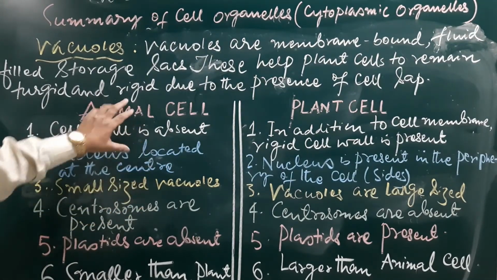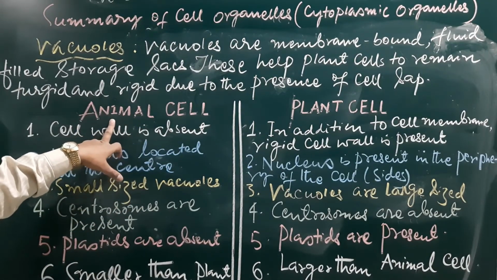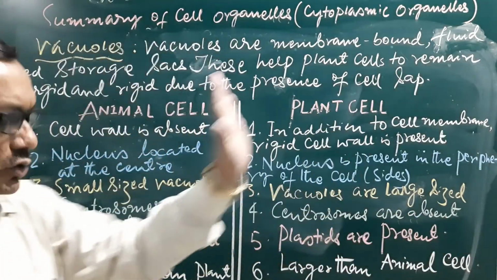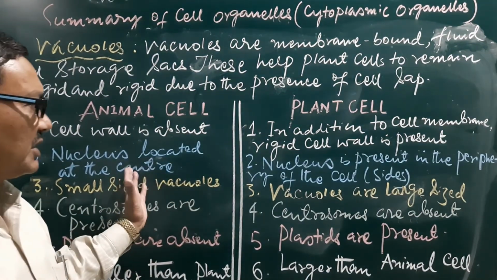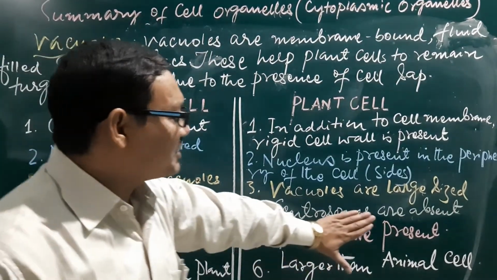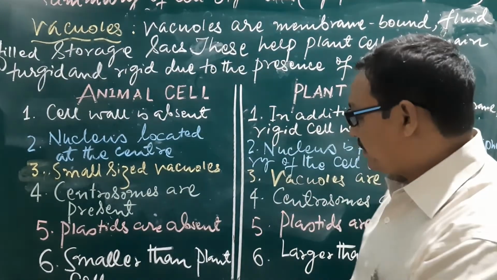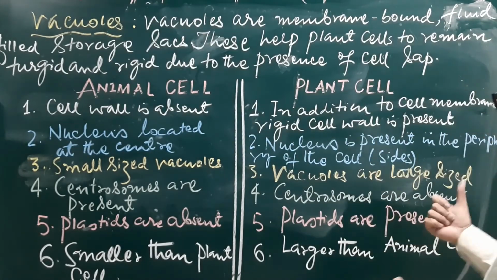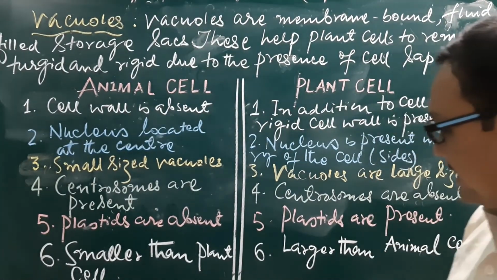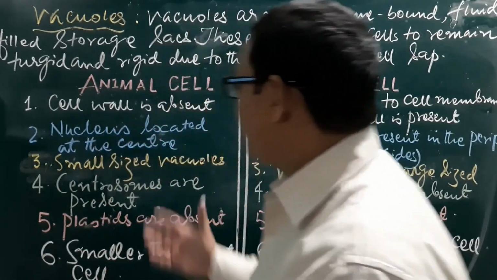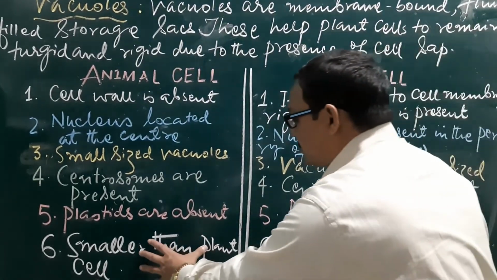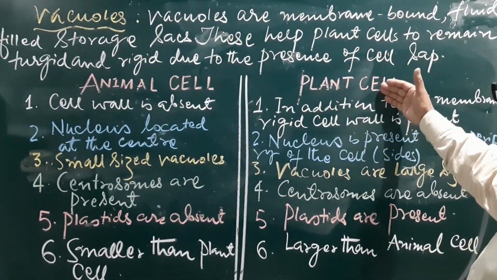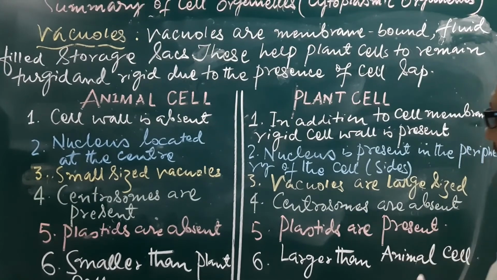Centrosomes are present in the animal cell, which help in the process of cell division. In the plant cell, there are no centrosomes. Plastids are absent in animal cells and present in plant cells. That's why animals cannot photosynthesize, whereas plants are able to photosynthesize. The size of the animal cell is usually smaller than the plant cell, but the plant cell is larger than the animal cell.